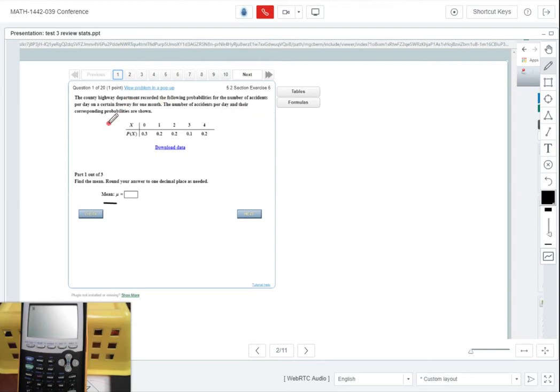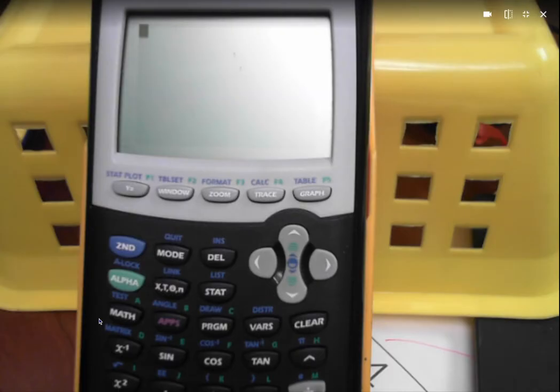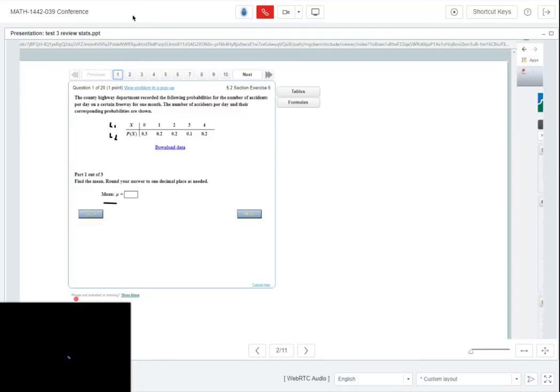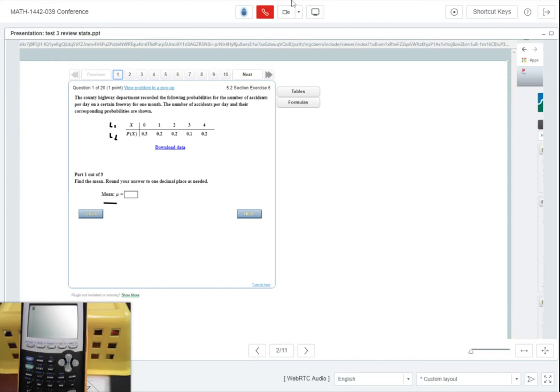So what we want to do is we want to put X in L1 and probability of X in L2. So first thing, that's what we're going to do, put those in our calculator. 0, 1, 2, 3, 4, and then 0.3, 0.2. Let's see if I can actually put that in there and see it. I don't know if I can see it at the same time. I don't think I can. Give me a second.